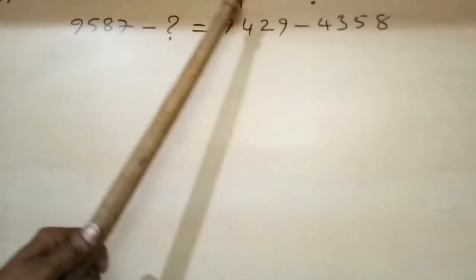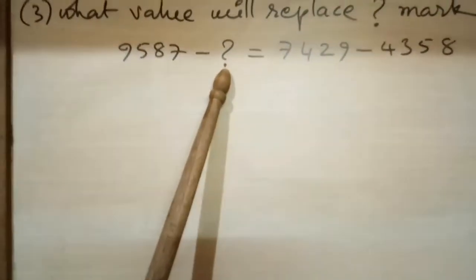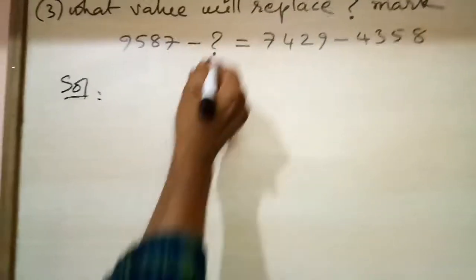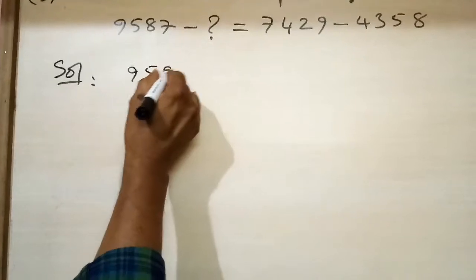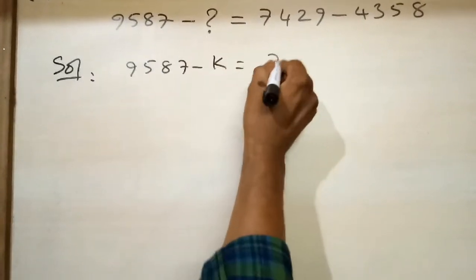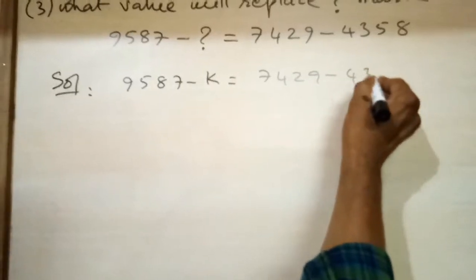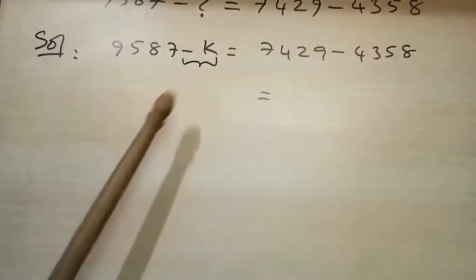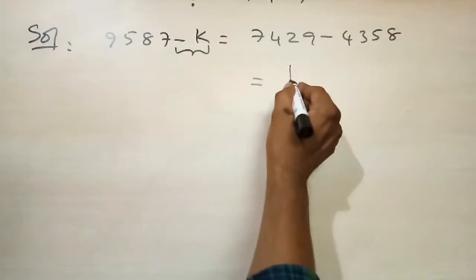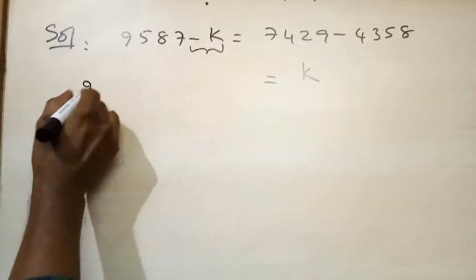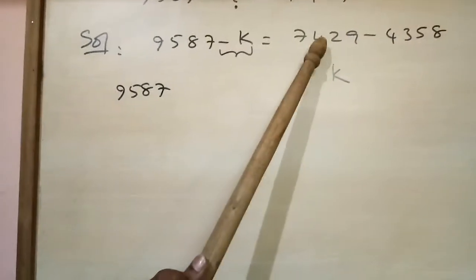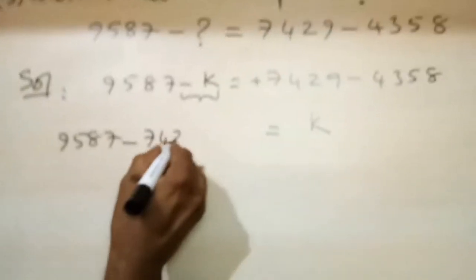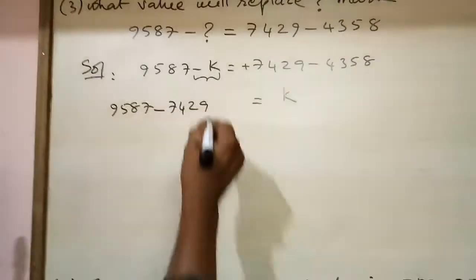Here, what value will replace the question mark? I want to find out the value of this place. To find that, suppose this is some k. 9587 minus k is equal to 7429 minus 4358. Here we write the left hand side value on the right hand side. Therefore it becomes k. As it is, writing 9587. Here the positive term becomes a negative term, 7429. Here the minus term becomes a plus term.